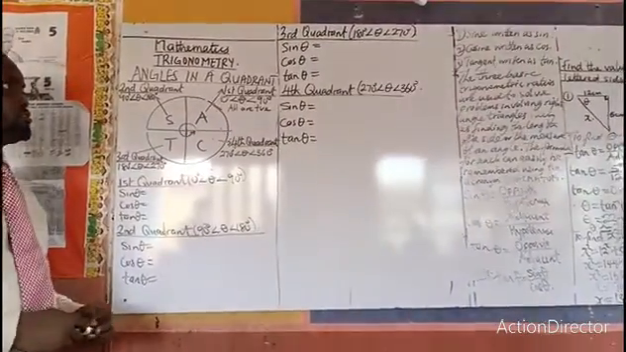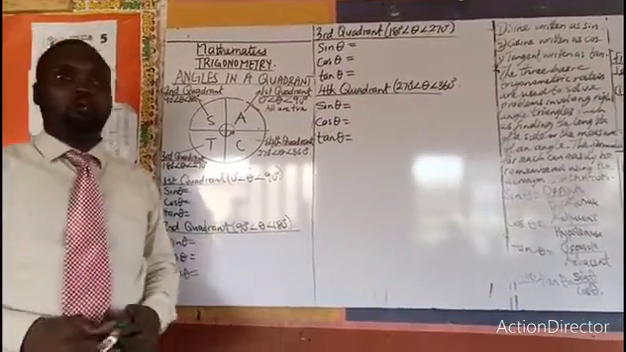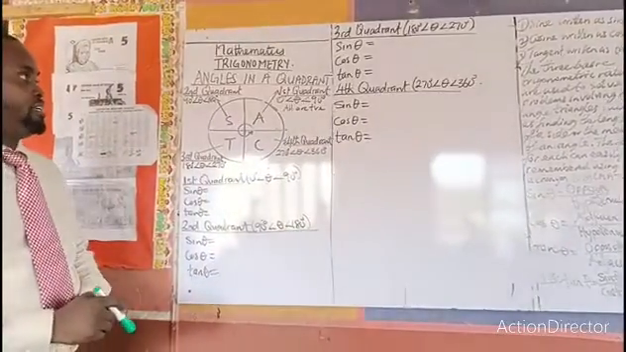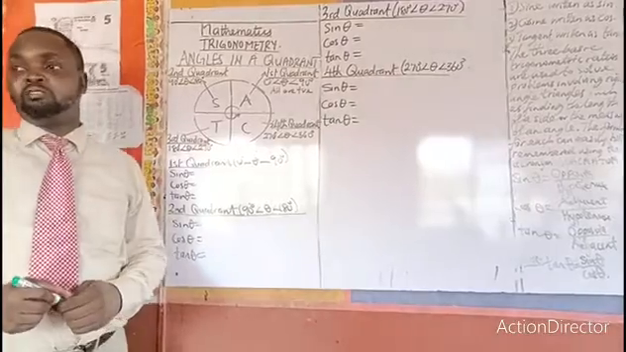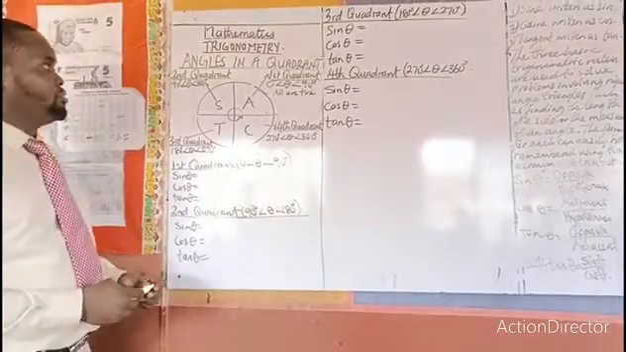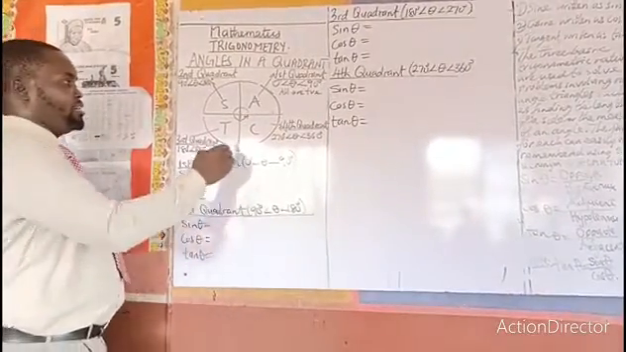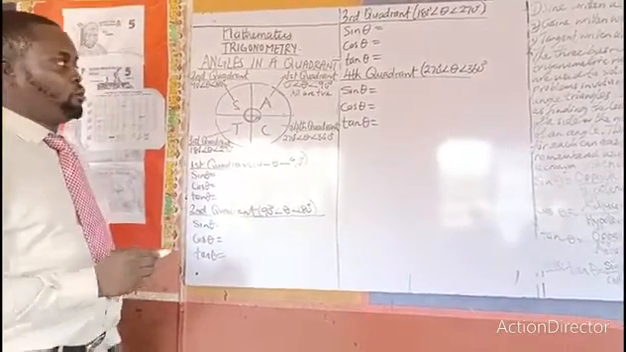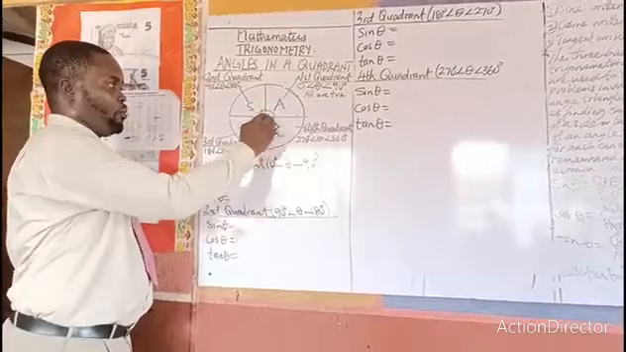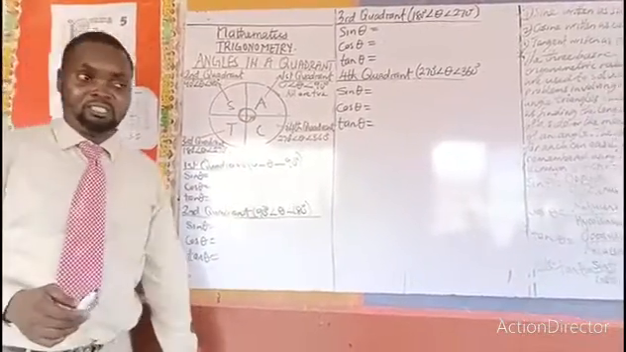Alright, today we want to look at angles in a quadrant. What did I say? Angles in a quadrant. Now when we talk about angles in a quadrant, what are we saying? We are looking at the angles that go around this very point that makes up the 360 degrees.